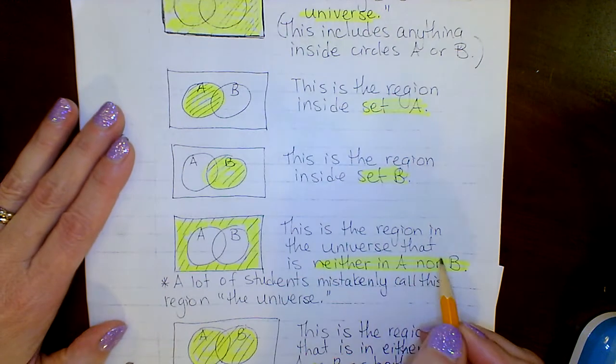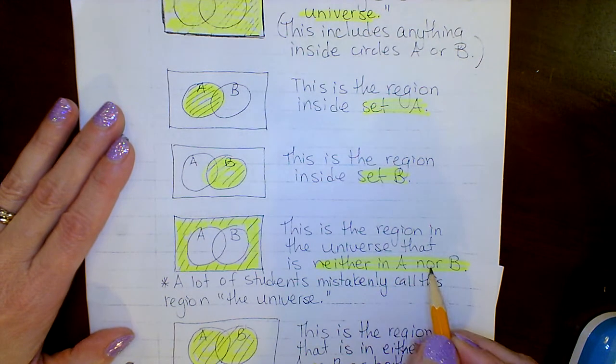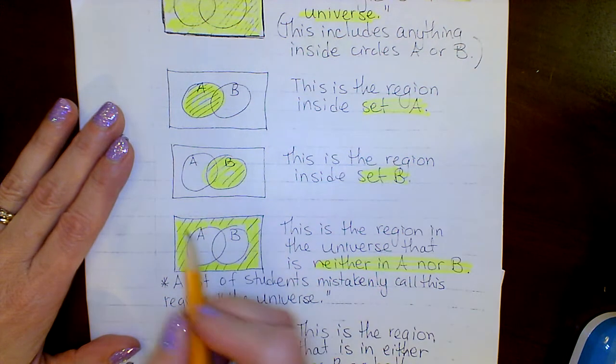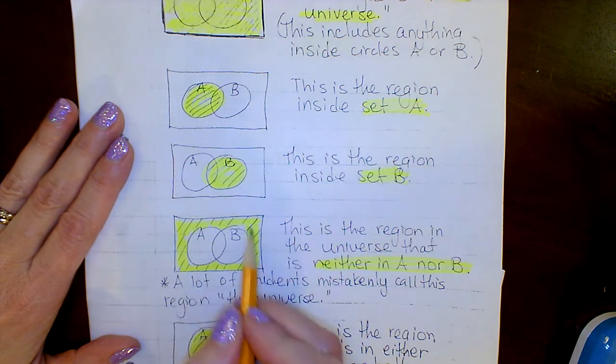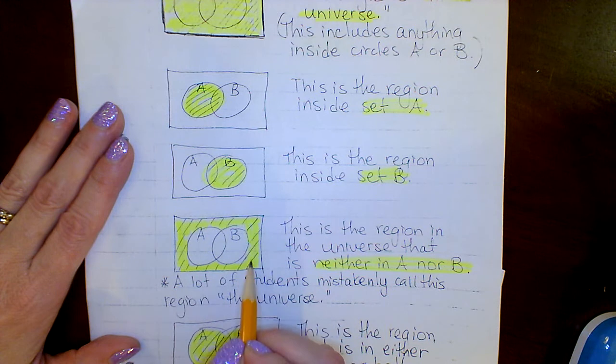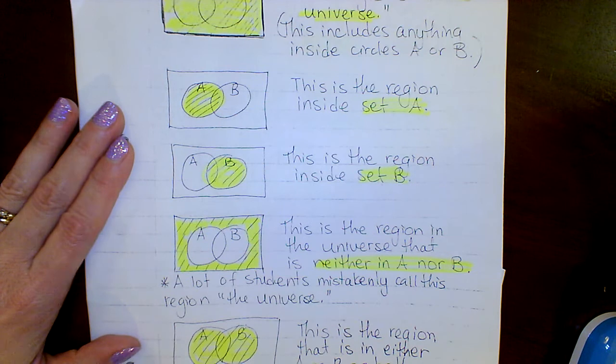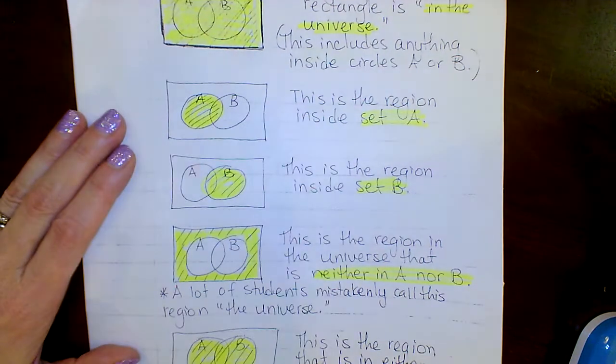If we're talking about the region that's in the universe, but is in neither A nor B, that is this outer stuff. A lot of students will mistakenly call this the universe, and it's not. Well, it is. I mean, it's part of the universe, but it's not the full universe. The full universe is everything.